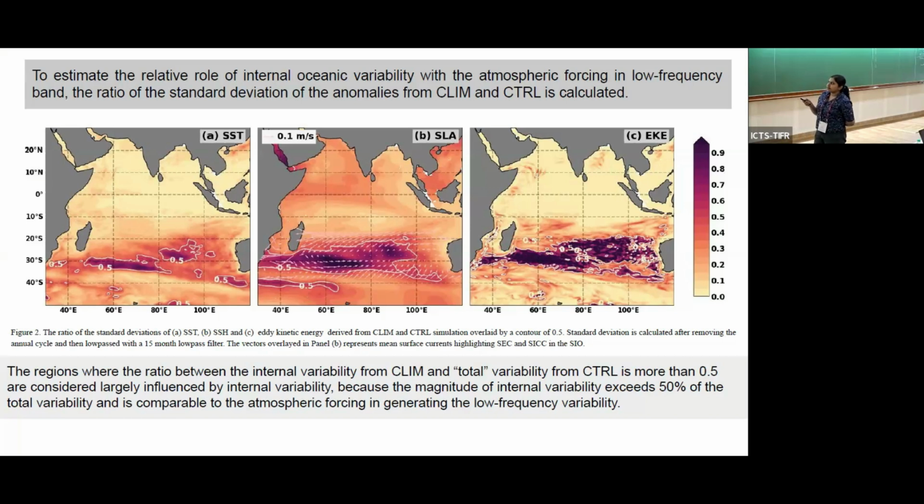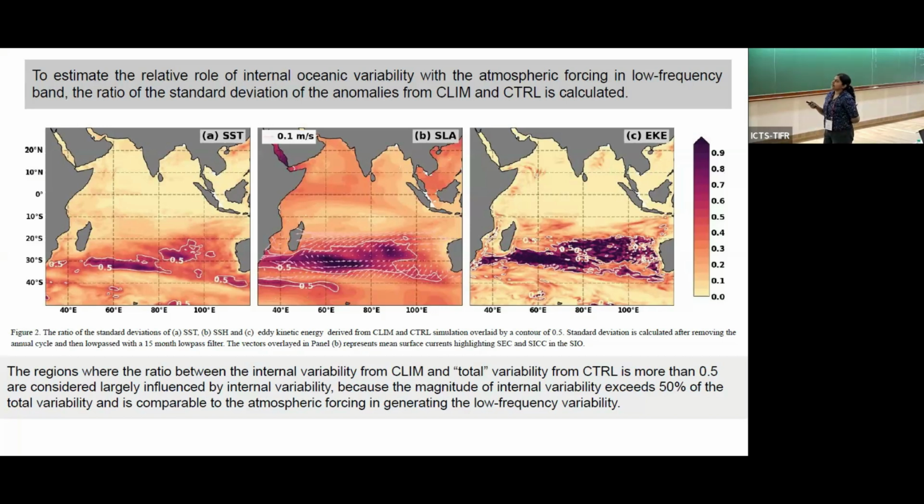This is the ratio of the standard deviation of SST, SLA and eddy kinetic energy. This standard deviation is also calculated by removing the annual cycle and applying a 15-month low pass filter. The regions where the ratio between the internal variability from the climatological simulation and the total variability from the control simulation is more than 0.5 are considered largely influenced by the internal variability, because the magnitude of the internal variability exceeds 50% of the observed variability, and it is comparable to that of the atmospheric forcing.